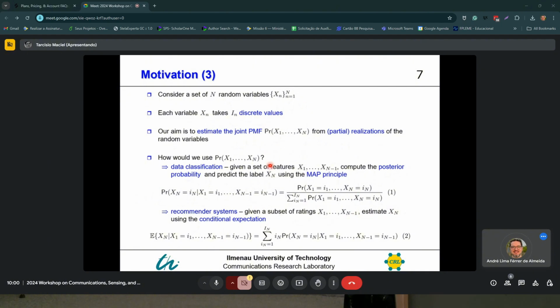How is that done? So this would be the expected value of xn given the observed capital N minus 1 random variables. And now we just sum over all possibilities of this IN and weight the corresponding conditional probability that's computed according to equation 1 by the corresponding value of IN. Okay, and this is of course only useful if the IN are associated with some numerical values. It's not useful if this is blue or red, something like that, right? So this should be associated with some numerical values, like some ratings, for example, or some grades for students.